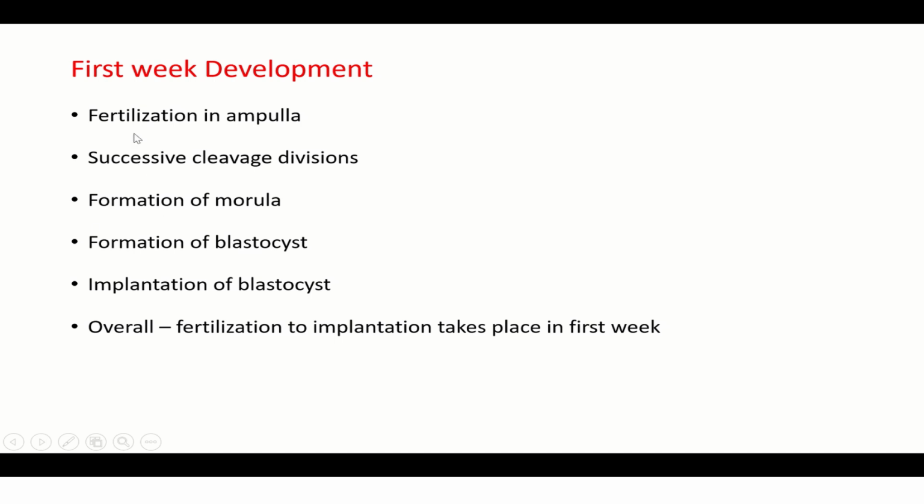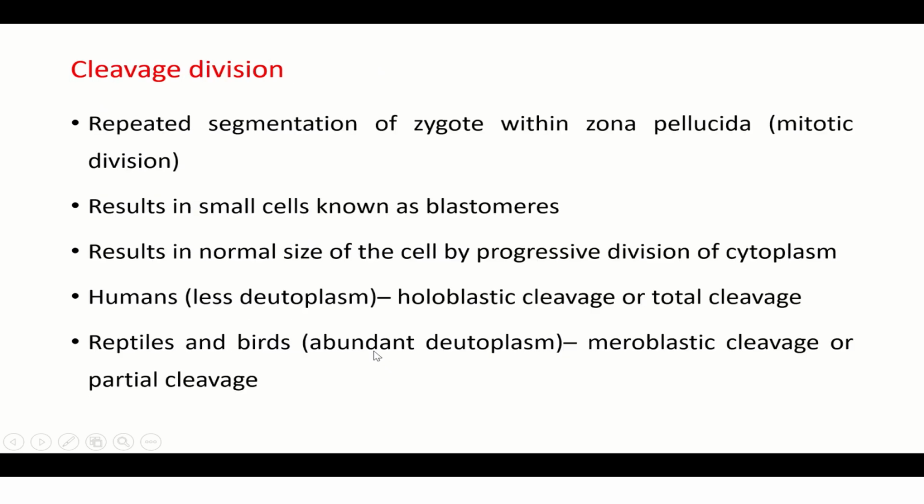So in the first week, after the fertilization in the ampulla, there will be successive cleavage divisions, formation of the morula, formation of the blastocyst, and implantation of the blastocyst. Overall, it is from fertilization to implantation that takes place in the first week.